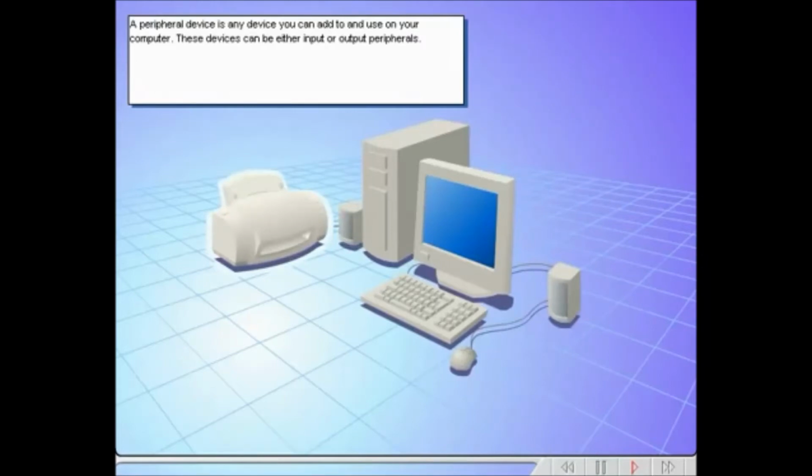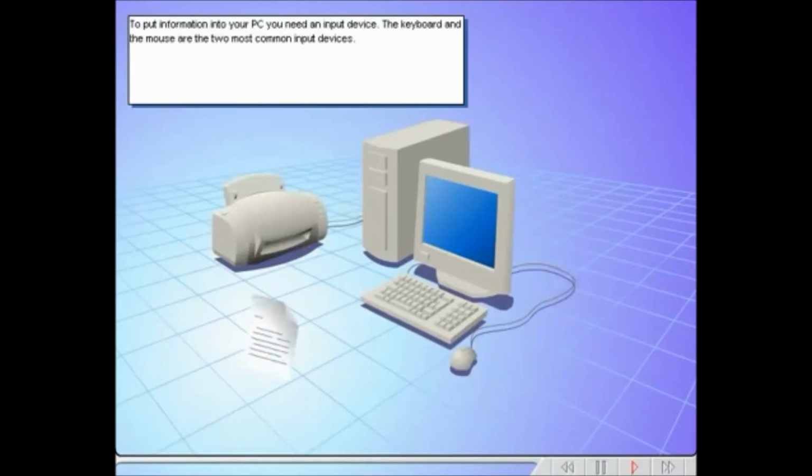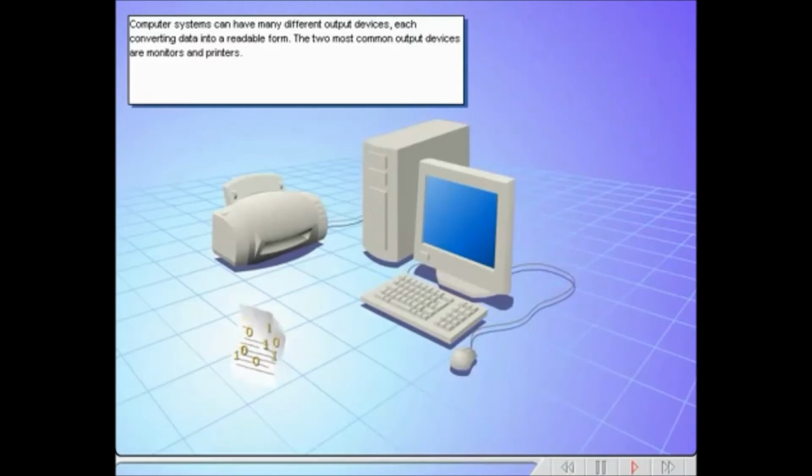A peripheral device is any device you can add to and use on your computer. These devices can be either input or output peripherals. To put information into your PC, you need an input device. The keyboard and the mouse are the two most common input devices. Computer systems can have many different output devices, each converting data into a readable form. The two most common output devices are monitors and printers.